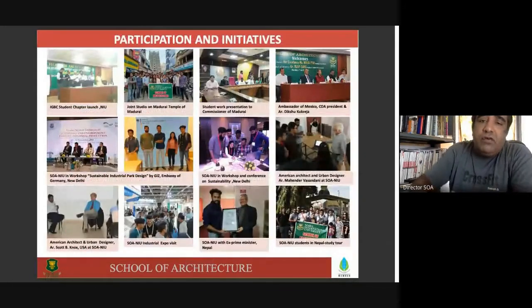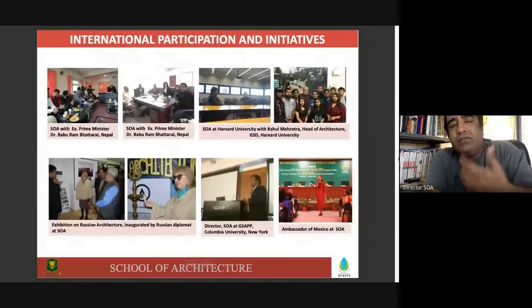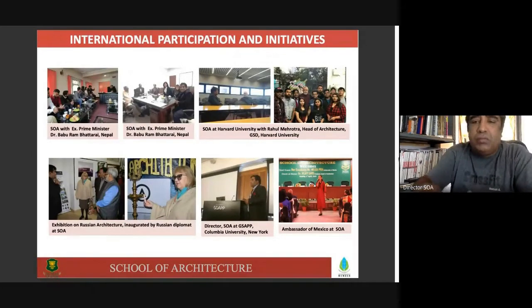Again, a glimpse also here. We have the ambassador of Mexico. She visited our university, one of the very iconic names in the diplomatic circle of India. Our student is presenting a souvenir to the Prime Minister of Nepal. Here, a very famous architect from America visited our campus. So these are some of the initiatives which we keep on doing to engage our students with the globe.